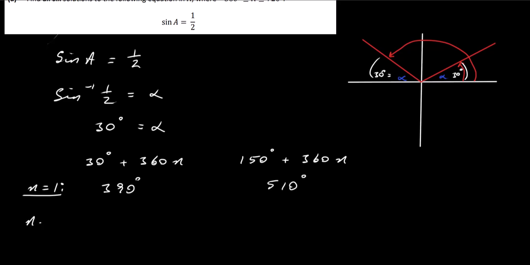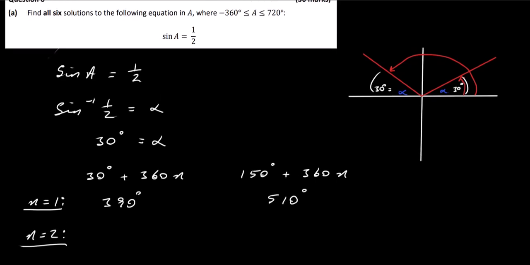If we take n equal to 2, that'll give us 750 degrees. So we can see from what we have up here that we're outside the range. We've gone past 720. So we don't include this one here. What about 150? Well, that's going to be outside as well. So these two here are going to be two solutions anyway.